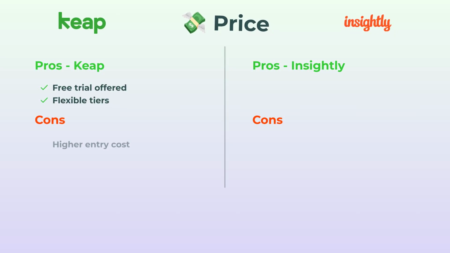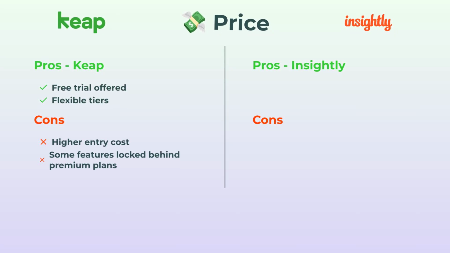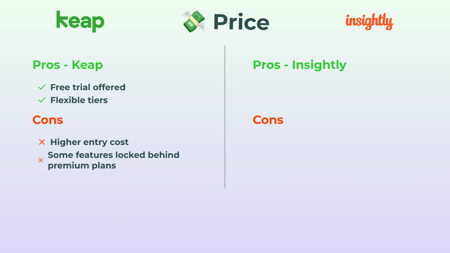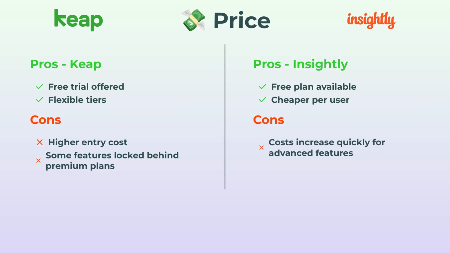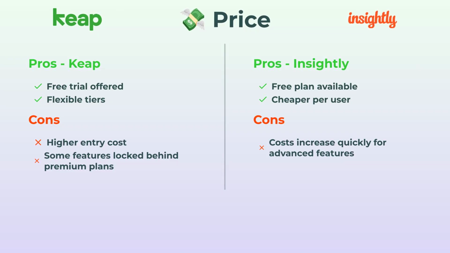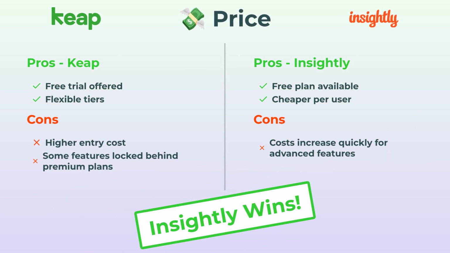So Keap, it's not the cheapest ticket in town. There's a free trial, and they do have multiple plans, but you'll notice some features are locked away behind the more premium tiers, which honestly can be a bit of a bummer if you're just starting out. Now, Insightly, here's where it sneaks ahead. There's a free plan, and per user, it's generally cheaper, at least to get started. But, and this is a big but, as soon as you want the cooler advanced features, that pricing can jump up faster than you expect. Still, for entry-level budgets, Insightly takes this one.